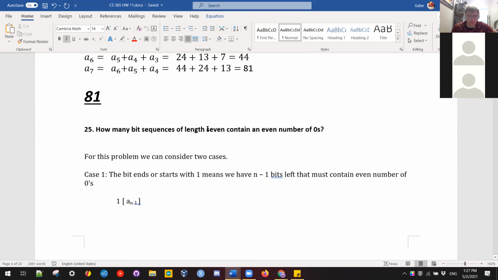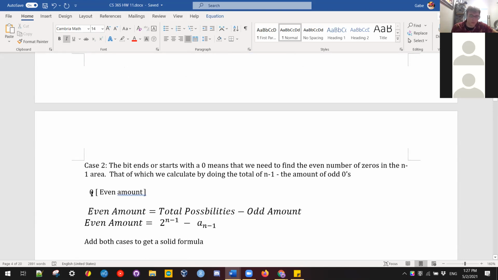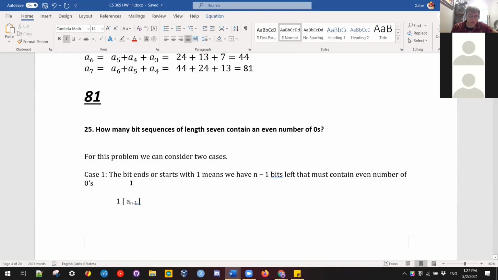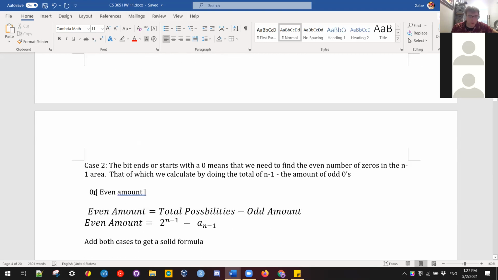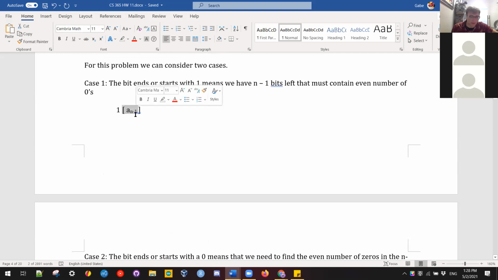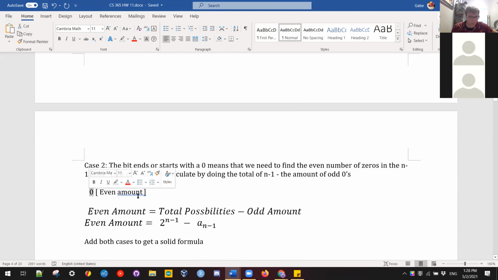How many bit sequences of length 7 contain an even number of zeros? Okay, this one I do got because I had to do it twice. So for the problem, we can consider 2 cases. We can consider if it starts with 1 or if it starts with 0, because that's literally all we need for this. So if it starts with 1, then we want every other bit to contain an even number of zeros. So that makes sense to me because this is 1, and then you want these to have an even number of zeros. So we're solid. But if it starts with 0, well, if we did that, then technically this 0 would make it odd, and we don't want to do that.